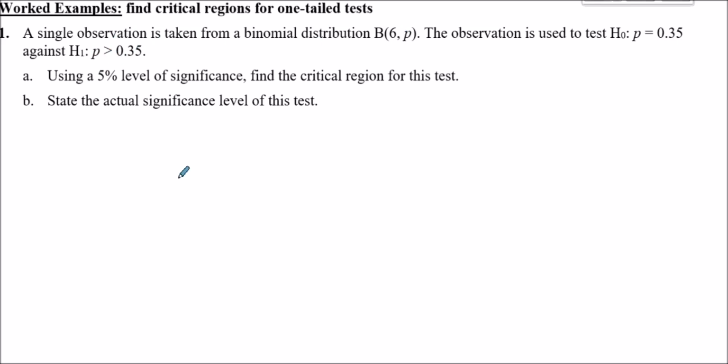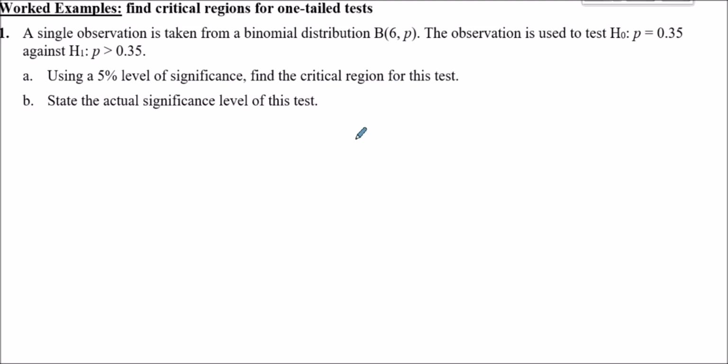But the easiest way to understand this is by just doing some examples, hence this one here. Anyway, so we've got that a single observation is taken from a distribution with 6 trials and P being the probability of a success. We've given what H0 is and what H1 is. For part A, we're told to use a 5% level of significance to find the critical region. So let's just be setting this up on our ClassWiz calculators.